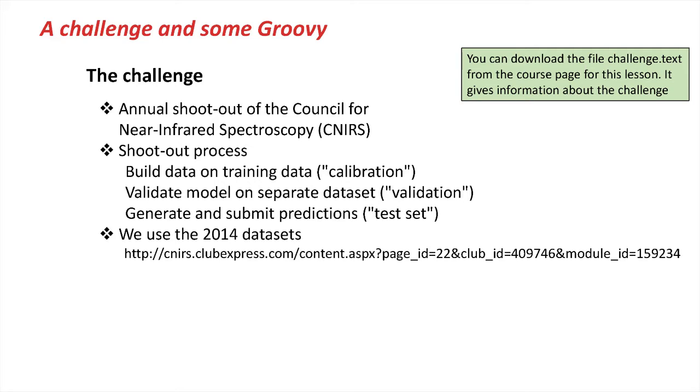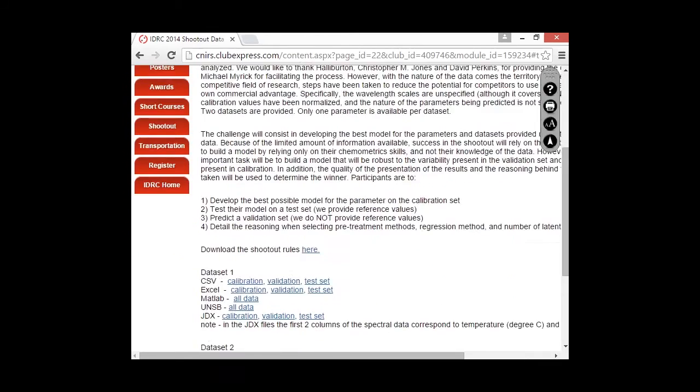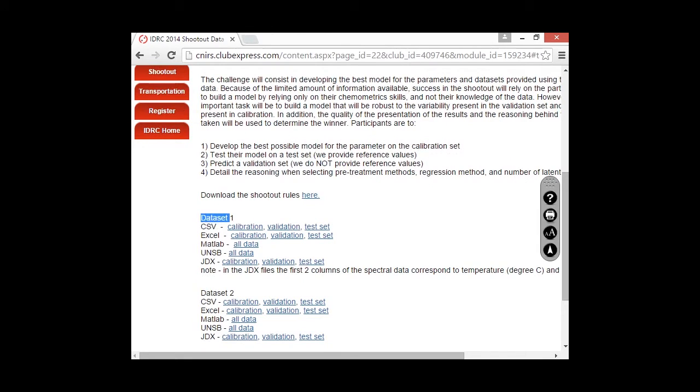But we're still going to use the data that's publicly available at the link below that you can download and then run. What are you going to do? Well, first you're going to download the CSV files for dataset 1 and 2. Just going to go on the website here. So here's dataset 1 and 2. And for each one of them, you download the CSV files. And you only need the calibration and the test set. We don't need the validation one.